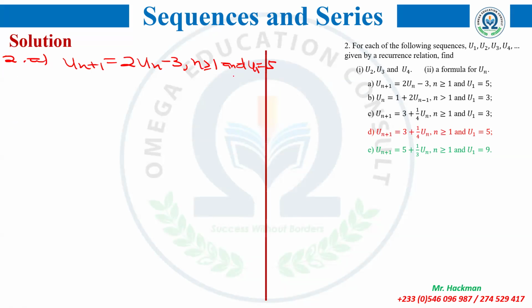So if n is equal to 1, because the starting value of n here is 1, just listen, it's not difficult. What do we have? If n is equal to 1, it means the n here will be replaced by 1. So you get u sub 1 plus 1 is equal to 2 u sub 1 minus 3. Remember, this 3 is not a subscript. Is that okay?